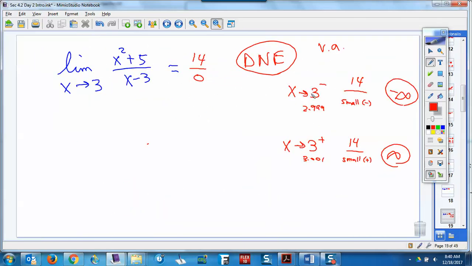And so we get left of 3 is 2.999, right of 3 is this. 14 I don't care about. I mean, left of 3 would be a little less than 14, and this would be a little more than 14. Who cares? But what does matter is 2.999 minus 3 is going to be a very small negative, which means that's going to divide into negative infinity. It's going to divide into positive infinity.